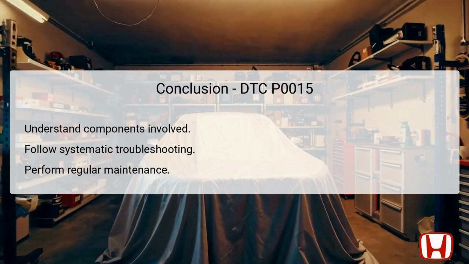In summary, diagnosing and resolving the DTC P0015 requires a clear understanding of the components involved in the VTC system, such as the VTC Oil Control Solenoid Valve B and VTC Actuator B. Systematic troubleshooting is essential for accurately identifying the root cause of the problem, whether it be timing marks, solenoid issues, or clogs in the oil passage. After carrying out repairs, it's crucial to perform a final verification test drive to validate the effectiveness of the repairs.